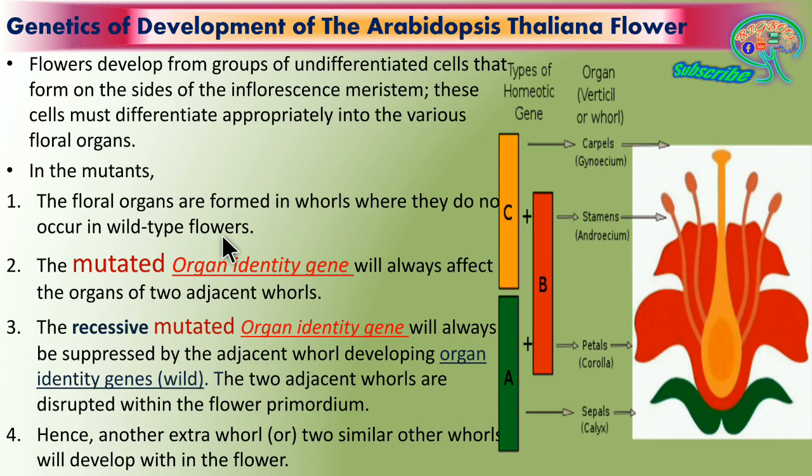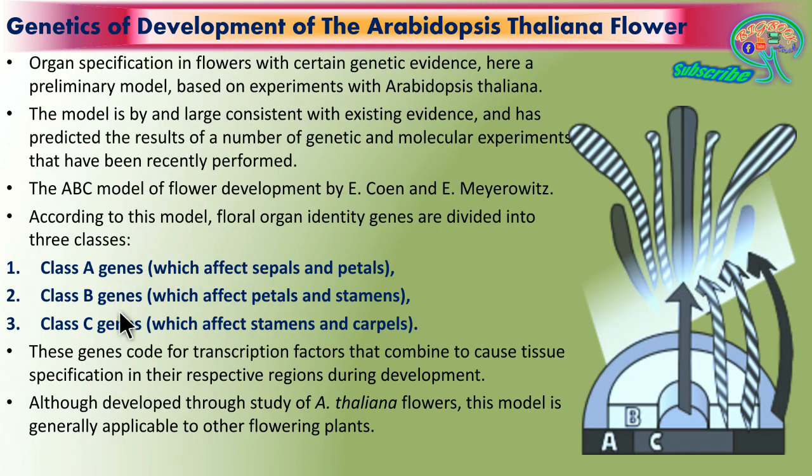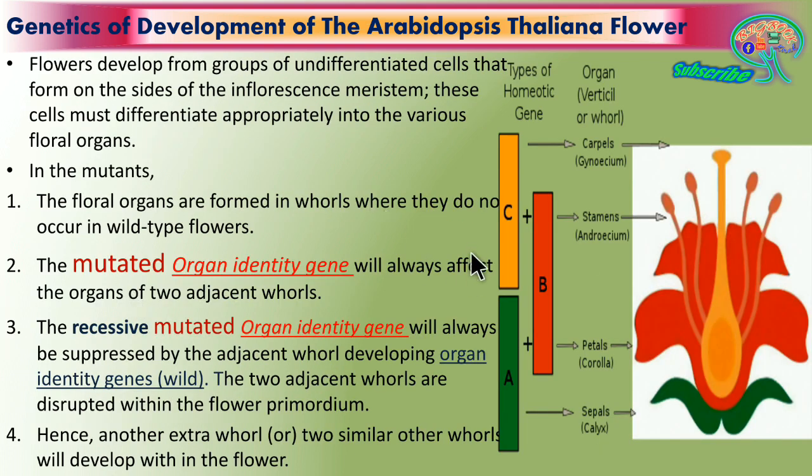The mutated organ identity gene will always affect the organs of 2 adjacent whorls. So here, if you consider the organ identity genes, which have already been classified as ABC and are shown here in the diagram, remember, this is the A group, B group and C group. We have discussed that class A group genes are going to have influence on the B group genes, and vice versa, and B group genes are going to have influence on the C group in the same manner, vice versa. That is, C is going to have influence on B and B is going to have influence on A. So the class A genes are responsible for the sepals development and the petals development, but with the combined influence of A and B for the petals.